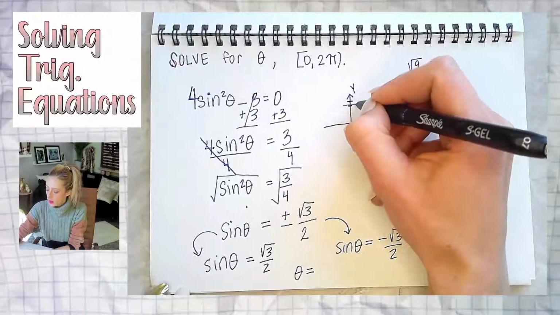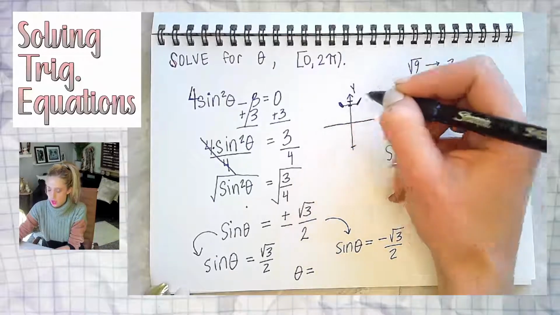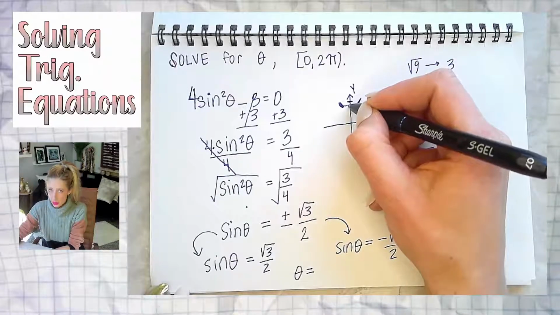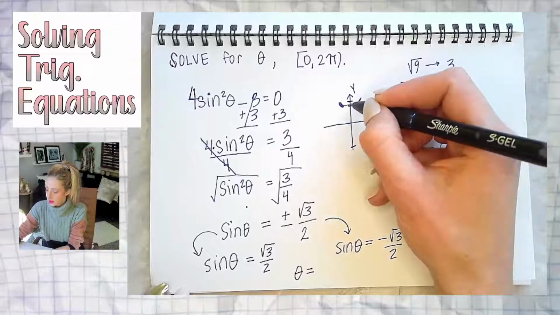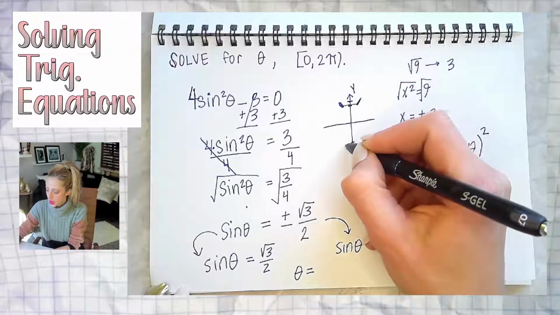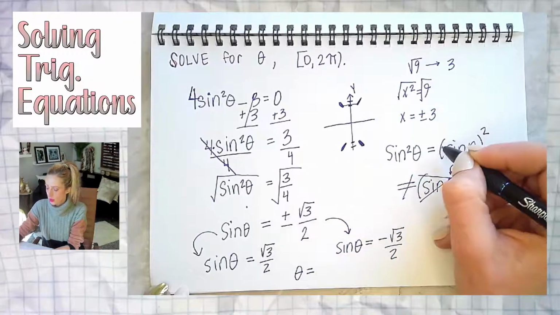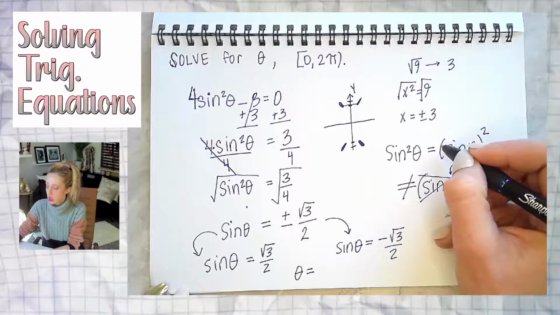So what angles correspond to when the y value or the sine is equal to positive radical 3 over 2, and which angles correspond to when the sine or the y value of the ordered pair on a unit circle is equal to negative radical 3 over 2.